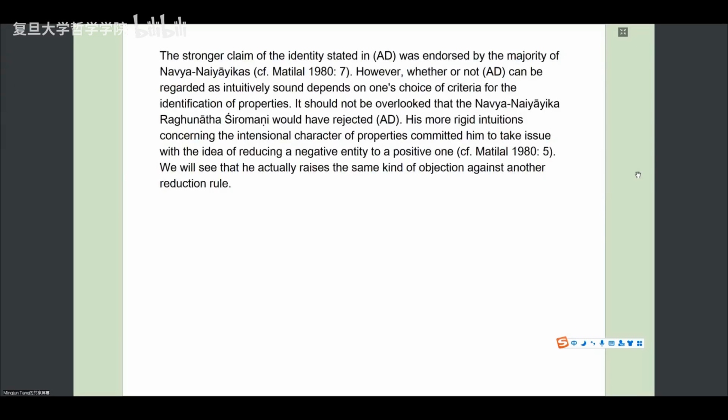The stronger claim of the identity stated in AD was endorsed by the majority of Navya-Nyayikas. However, whether or not AD can be regarded as intuitively sound depends on one's choice of criteria for the identification of properties. It should not be overlooked that the Navya-Nyayika Raghunatha Shiromani would have rejected AD. His more rigid intuitions concerning the intentional character of properties committed him to take issue with the idea of reducing a negative entity to a positive entity. We will see that he actually raises the same kind of objection against another reduction rule. We can take the next slide.